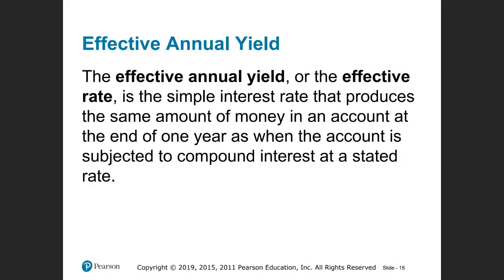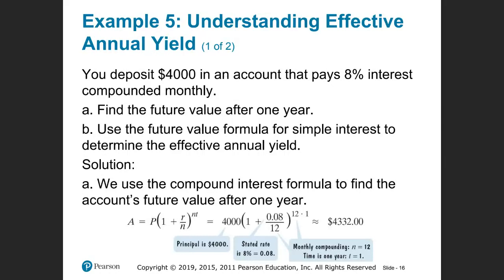Next, effective annual yield. The effective annual yield, or the effective rate, is the simple interest rate that produces the same amount of money in an account at the end of 1 year as when the account is subjected to compound interest at a stated rate. And that's what we're going to look at in this final example for this section. You deposit $4,000 in an account that pays 8% interest compounded monthly. You want to find the future value after 1 year. You want to use the future value formula for simple interest to determine the effective annual yield.